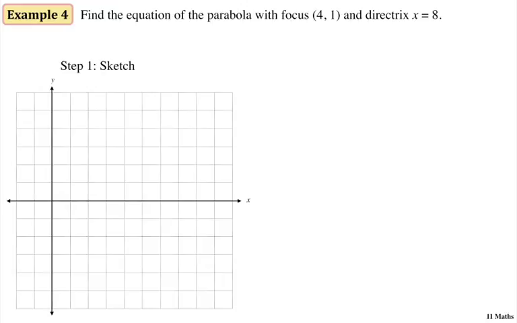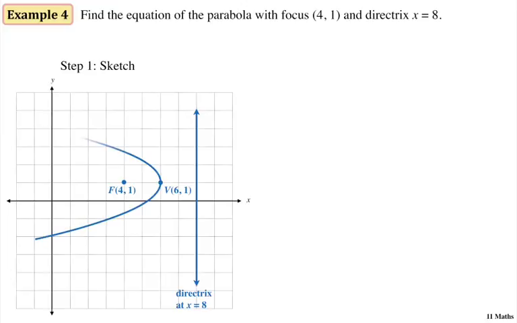Okay, here's our sketch. 4, 1 is our point there. That's the focus. The directrix passes through the x-axis at 8. So halfway between the focus and the directrix would be there. That is where the vertex would be. So it would be at the point 6, 1. And it would therefore open to the left. Now our value of a, the distance from the focus to the vertex, is 2 units. We can see that there.